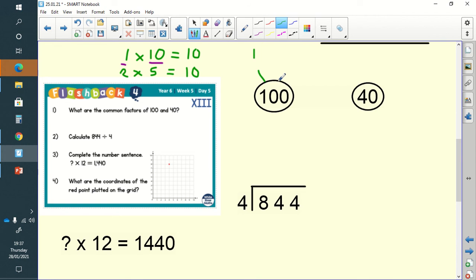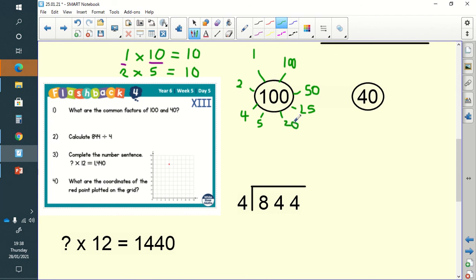So 1 and 100, 2 and 50. 3 multiplied by something equals 100? 3, that doesn't work. So 4 times 25 is 100. Or I could do 5 times 20, that makes 100.